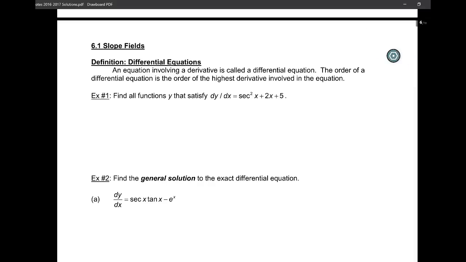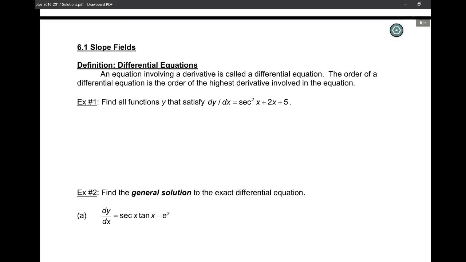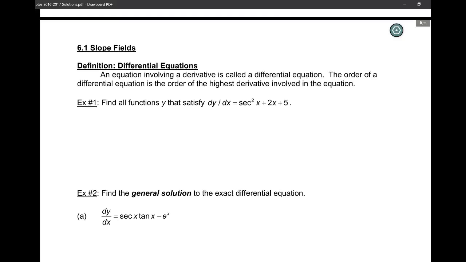Okay, so we are going to start 6.1 on slope fields. Actually, slope fields is one part of the section. The other part is these differential equations. So, a differential equation, and when we solve these differential equations, basically we're going to start with dy dx, and then we're going to solve y equals and then some equation. So this equation is our solution.